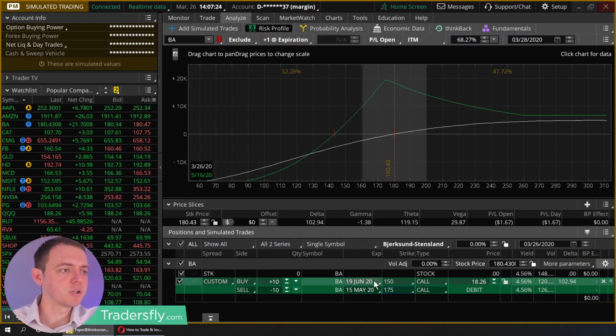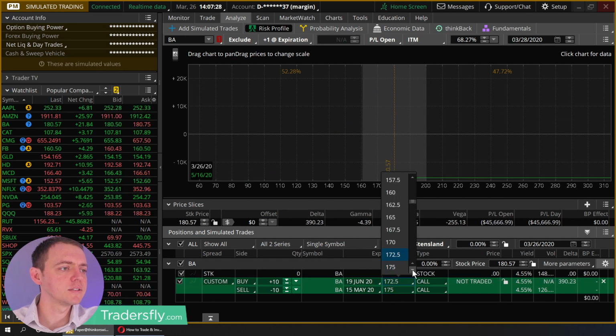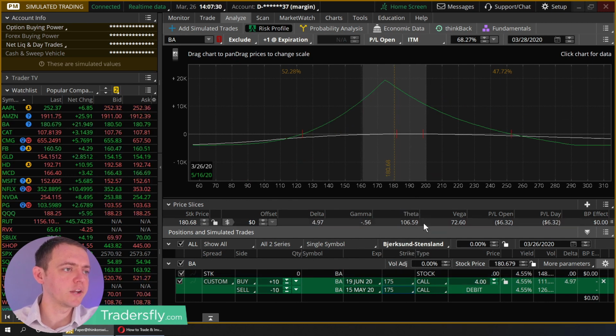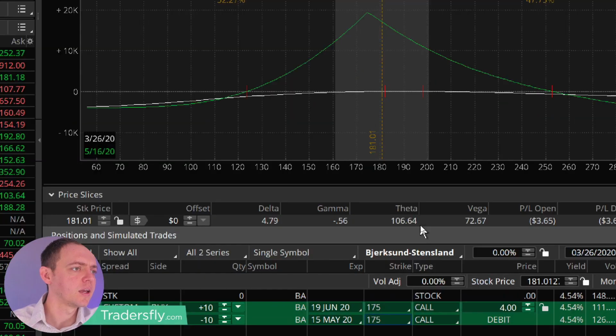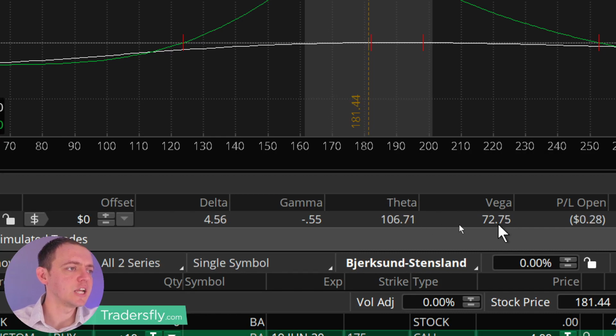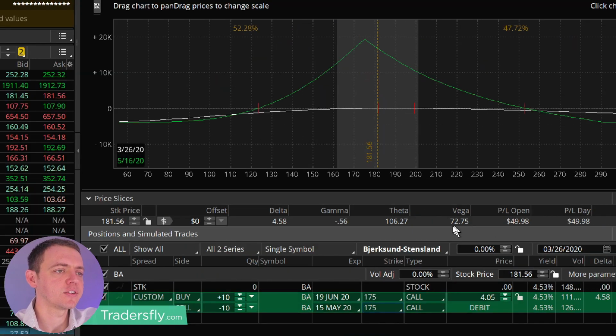But let's back this up a little bit, just to illustrate the example of how you might do something even more creative. So here in this trade and strategy, we have a 106 theta versus a 72 Vega. So you can see in one day, we can go ahead and make up that difference in volatility.